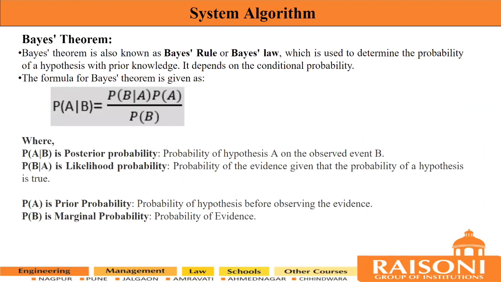So we have the naive Bayes theorem and its formula. Probability of A given B is equal to probability of B given A times probability of A, divided by probability of B.